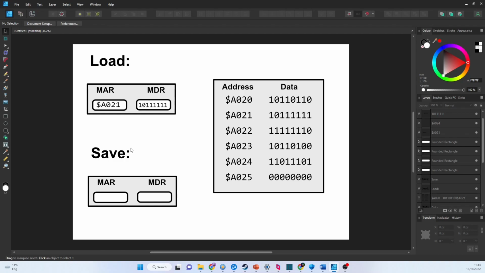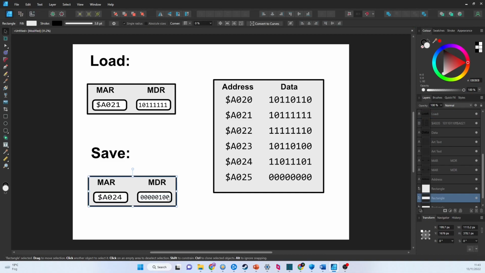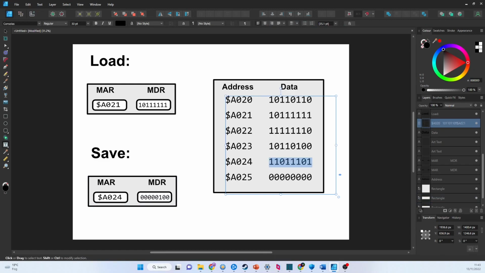Let's look at save now. Save is the opposite. You place the address of where you want to save it in there. So we're going to save it in A024. You put what you want to save in the MDR. And I'm going to save the number 4 because that's 1, 2, 4. So this is the number 4. Then the computer, the control unit, will send a memory write signal. And then suddenly, magically, there we go. 4 would appear in the memory stored there.